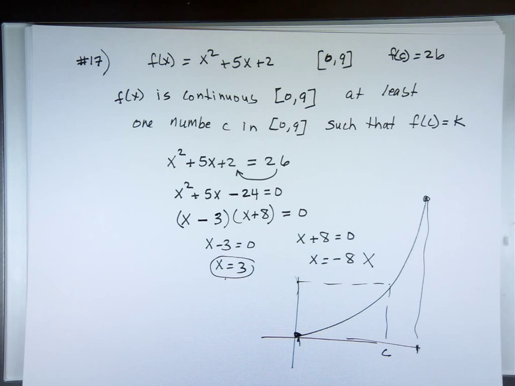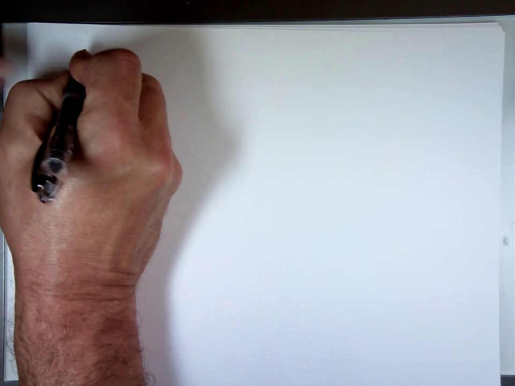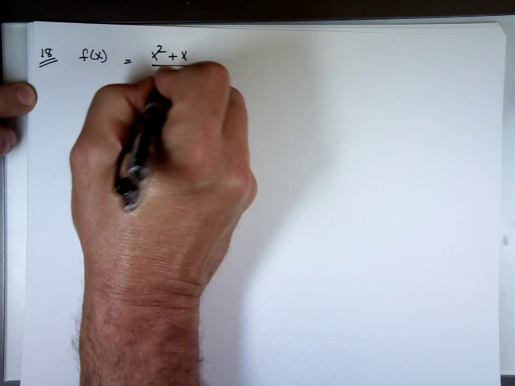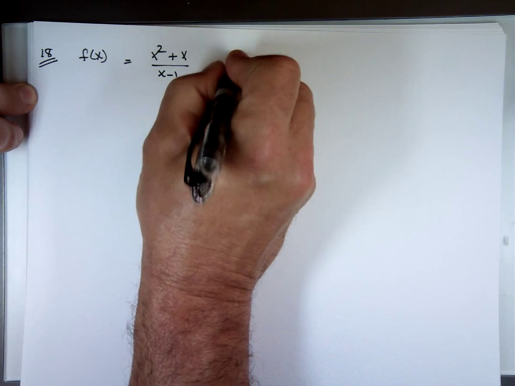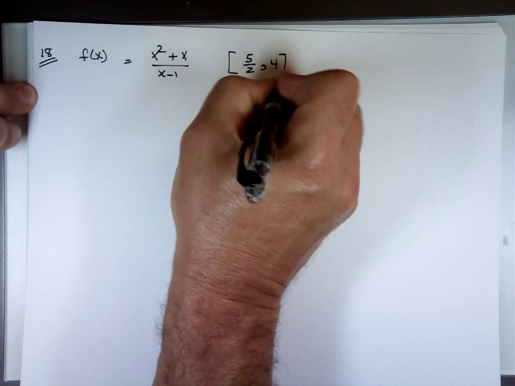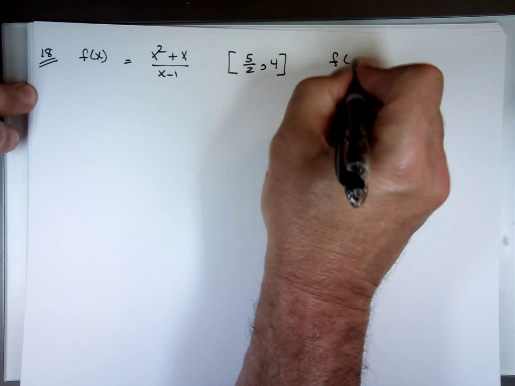And the other one is the same thing. Number 18, it's the same idea. You have f of x, and mine is actually x squared plus x over x minus 1, and that's good from 5 over 2 to 4. It says there has to be a value between this number and that number with a value of c equals 6. Why did they choose 6?